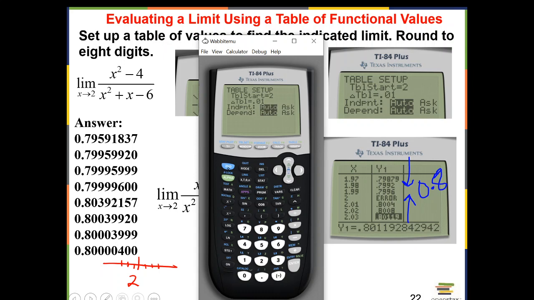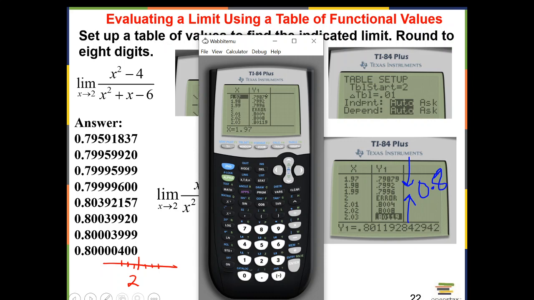So the calculator will create a table. I go to second, table, and the calculator creates a table for me. Notice that you can scroll up and down and see a bunch of numbers here. In fact, you could go up and down forever, and the calculator just gives you values. These are the input values: 3 input values to the left of 2 and 3 input values to the right. And the step, the increment, is 0.01.